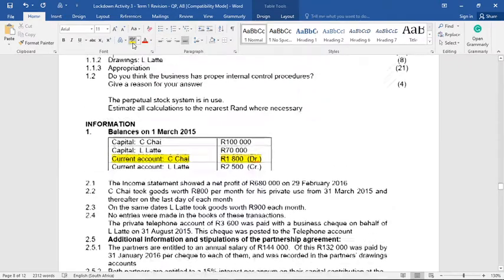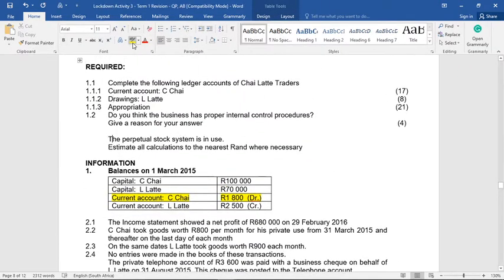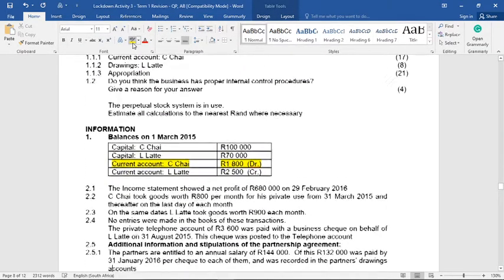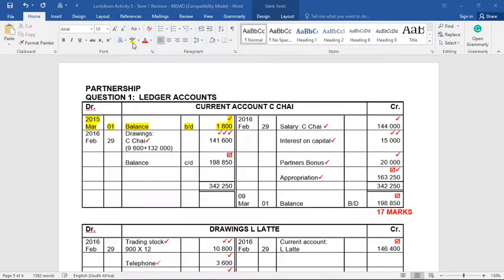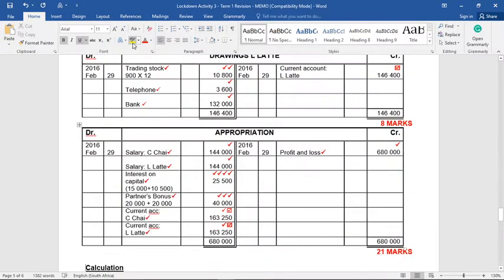Okay, because we're also going to be asked the drawings and the appropriation, I'm going to fill in answers there if necessary as well. We're not going to just do one at a time. The income statement showed a profit of 680,000 Rand at the end of February 2016. Where would that information end up going? On the credit side of appropriation. There it is, 680 profit and loss at the end of the year. Remember, at some stage in this activity, we are going to distribute or allocate that money in a primary and secondary or final distribution.